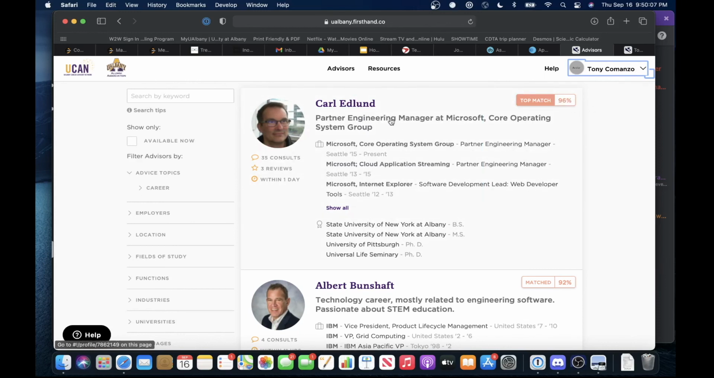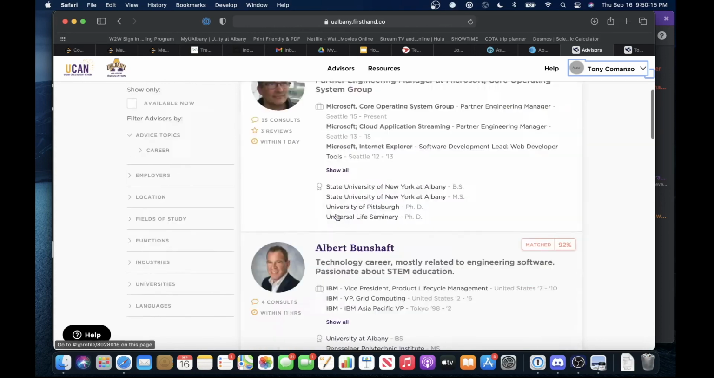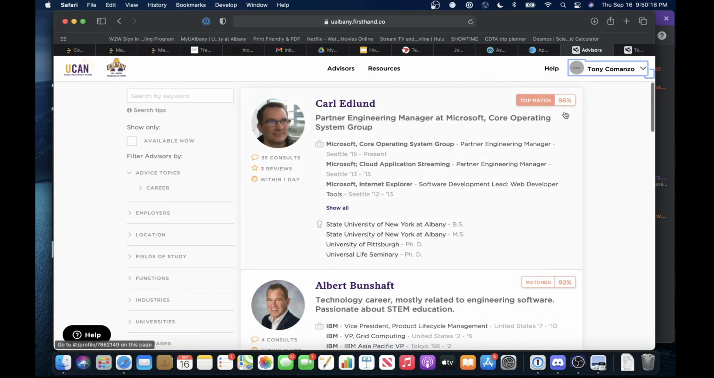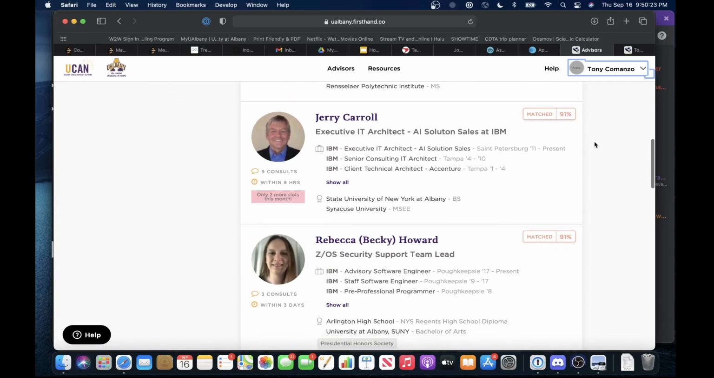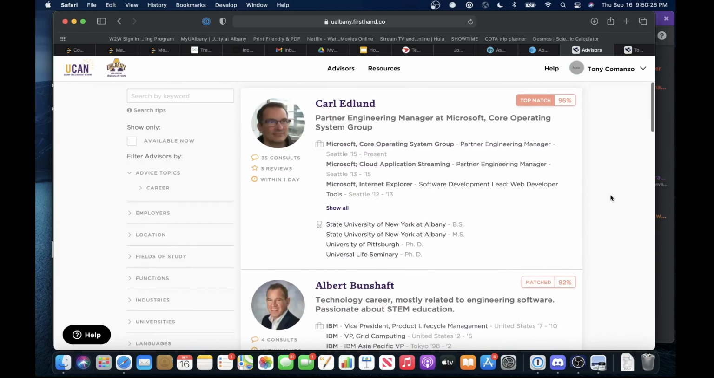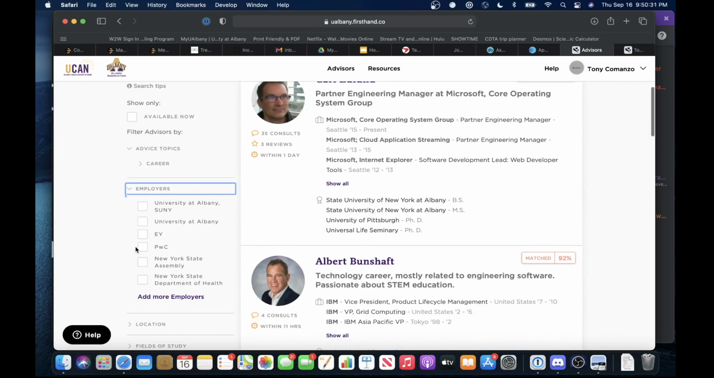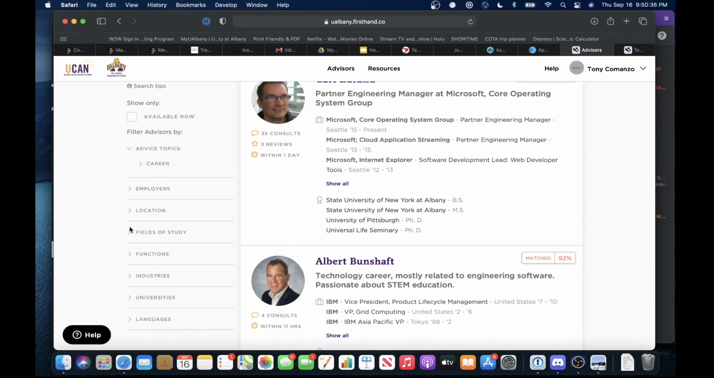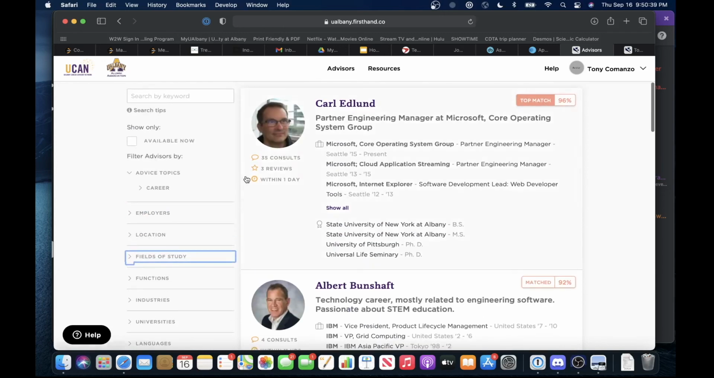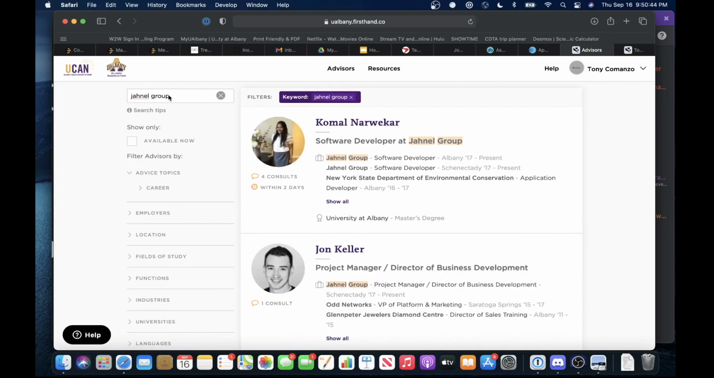So like this guy works at Microsoft, he went to UAlbany, and he was also a computer science major. This guy has been in my list of advisors here from the first day I signed up. But you can just find people. You have this thing right here, so you can search by employer, by location, by field of study. But at the time, I was looking in particular for people from the Janelle Group, which is a local company.